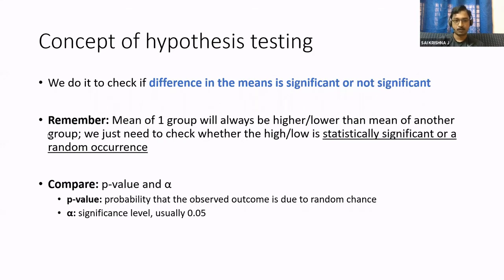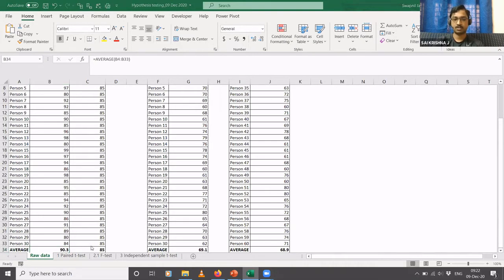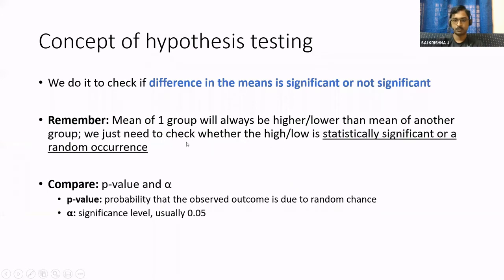What we need to remember here is that the mean of one group will always be higher or lower than the mean of another group. For example, what we saw here: the first group, before the diet, has an average weight of 90 kg. After the diet, the average weight is 85 kg. So this difference will always exist. We do the hypothesis testing just to check whether this difference is a real, significant difference, or a not significant difference. We just need to check whether that high or low is statistically significant or a random occurrence.